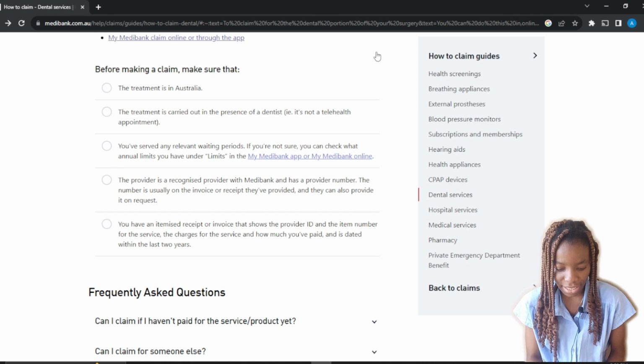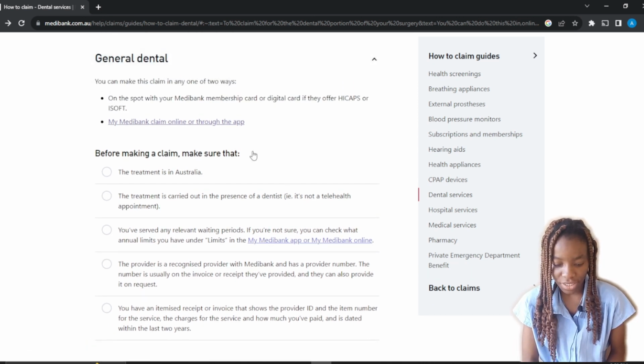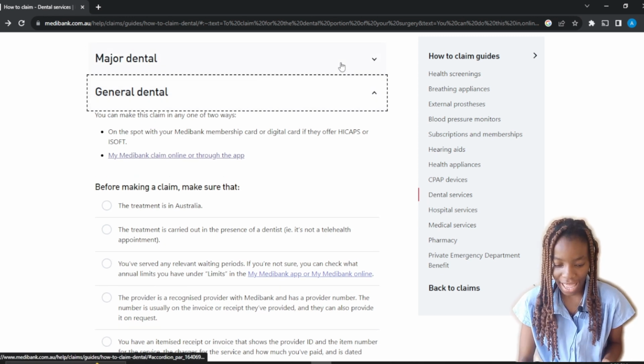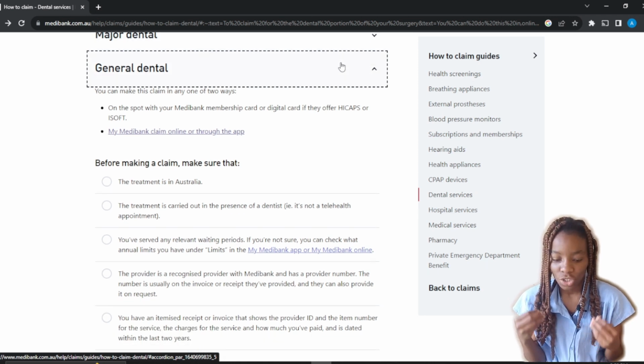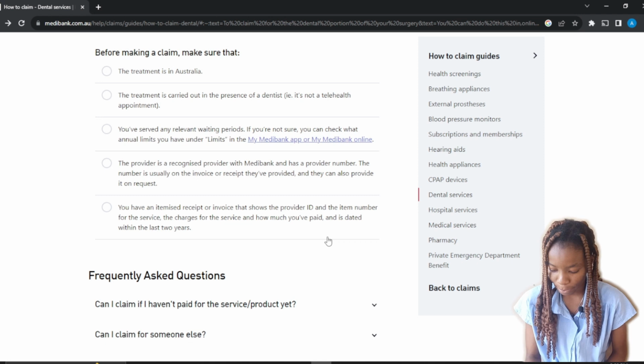Then the next is general dental, and let's see if this has a tweak. Still the same process to make the claim, and before making the claim, make sure that it is in Australia, and then the treatment is carried out in the presence of a dentist as well. So if you see the changes involved between the general dental and the major dental, this one says it has to be carried out in the presence of a dentist. If not, you will not be good to go. And then all of these are also the same.